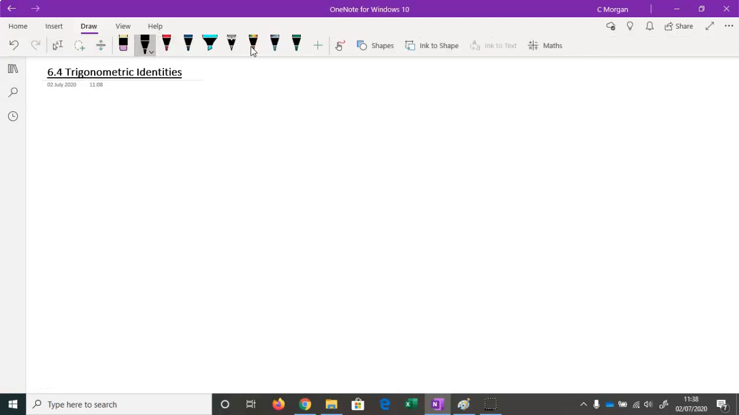So let's think about the trigonometric identities that we already know. Now the last time I saw you we looked at the reciprocal trig functions. So I've got sec x which is 1 over cos x. We had cosec x which was 1 over sine x. And we had cot x, which is 1 over tan x.